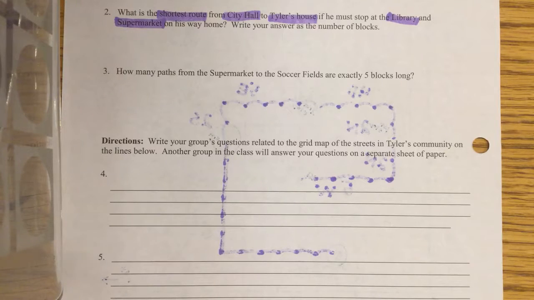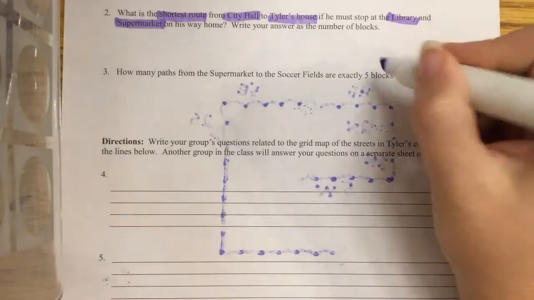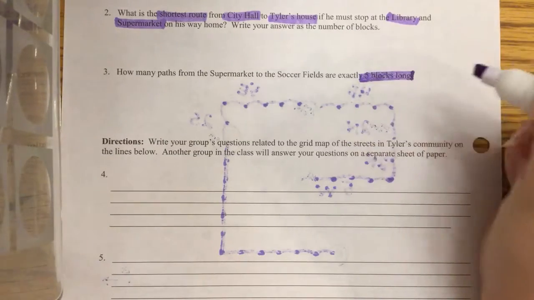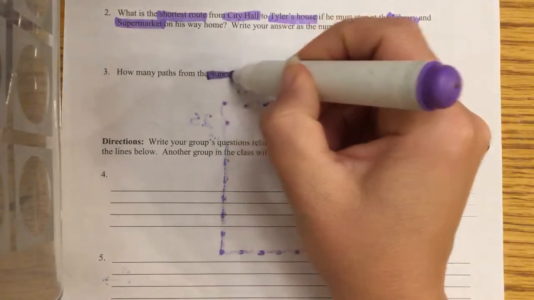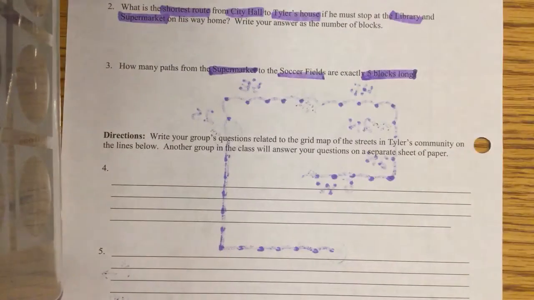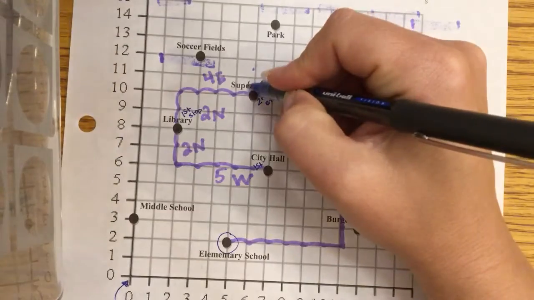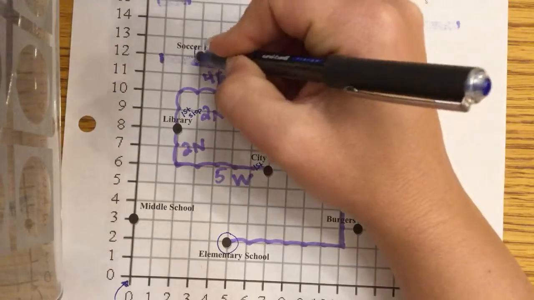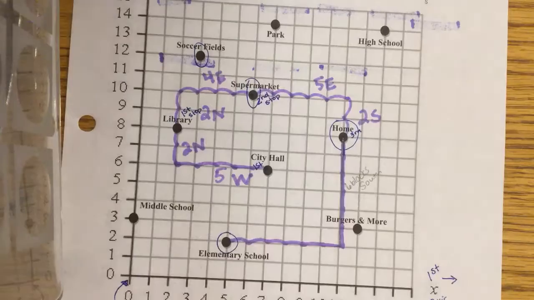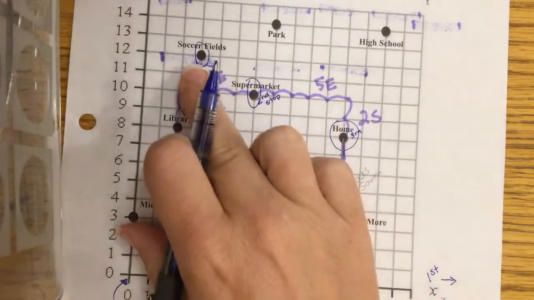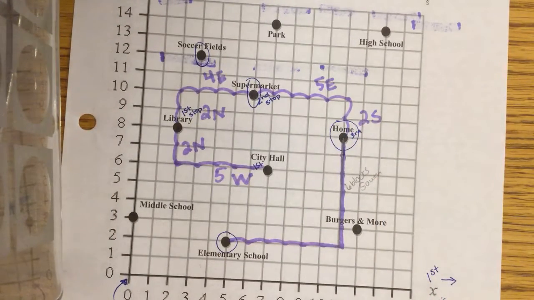How many paths from the supermarket to the soccer field are exactly 5 blocks? So this time I'm not looking for the fastest, but I'm looking for something that matches 5 blocks. Supermarket to soccer. So I have to find all the different pathways to get from supermarket to soccer. Let's see if you can do it. Pause the video.